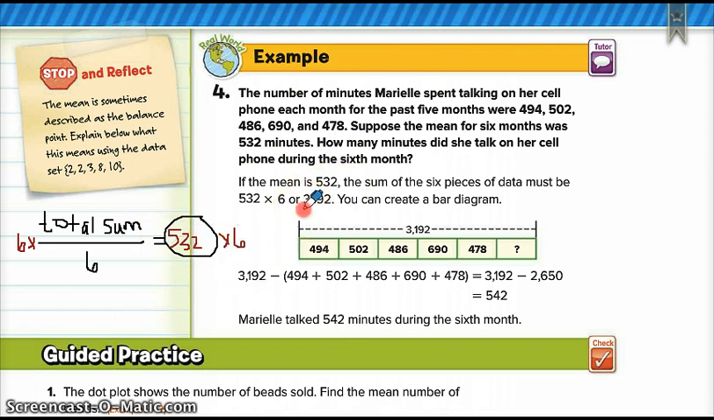Once I multiply by 6, I see that I get 3,192. And then I have 1, 2, 3, 4, 5, missing 6 that has to add up to 3,192. Notice that they're taking this 3,192 and they're subtracting all of the data values that I already know. And in that case, that's going to get me a difference of 542. So it would be equal to the missing 6th data value, or the 6th month, will be 542. So Marielle talked 542 minutes during the 6th month.